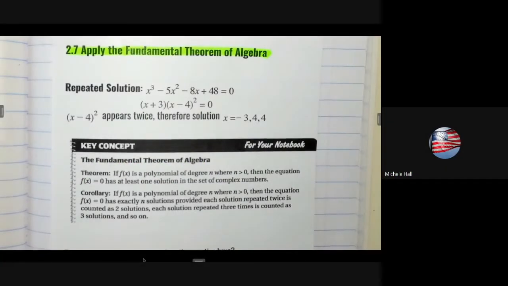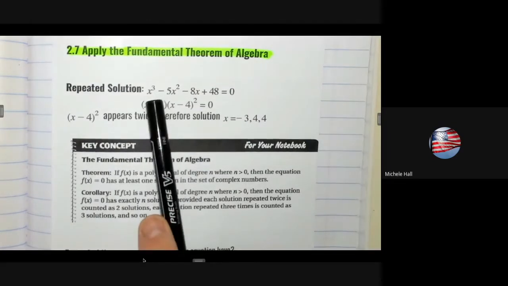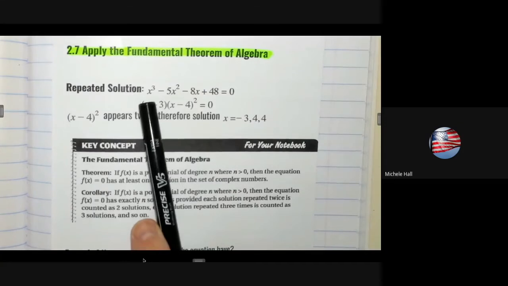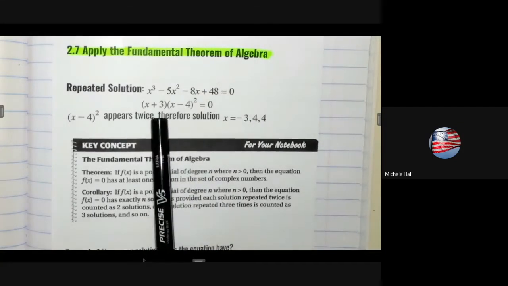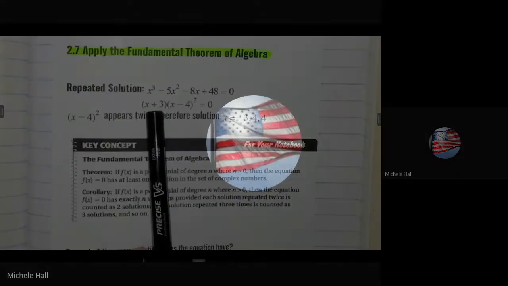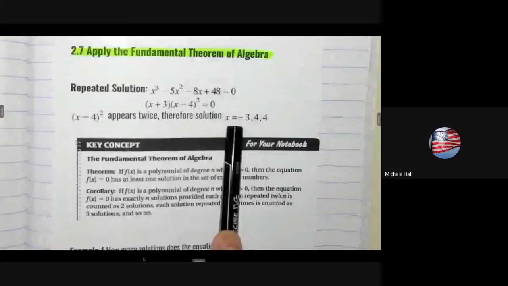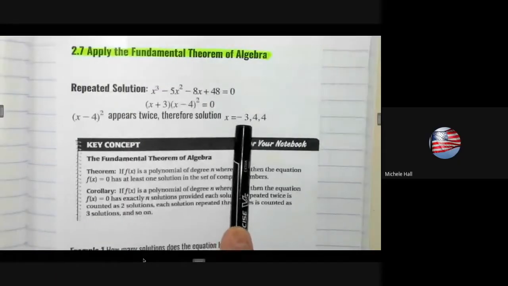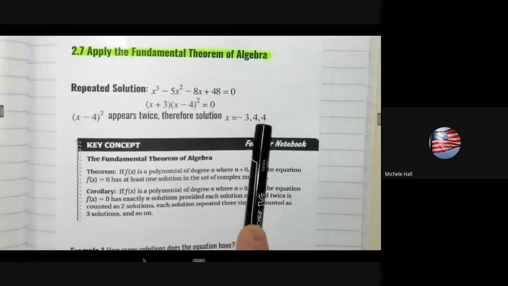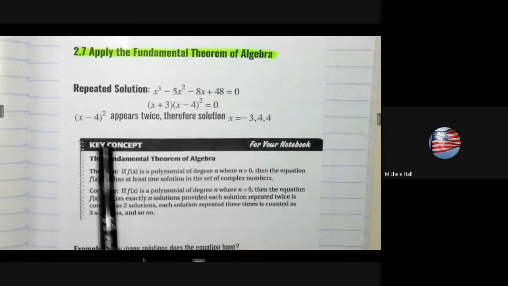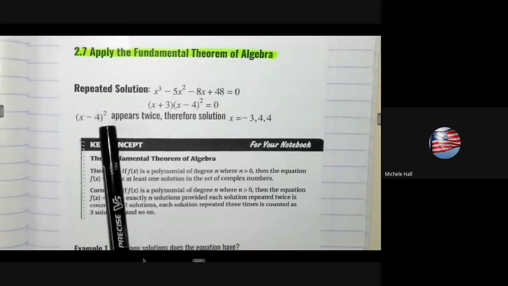2.7, apply the fundamental theorem of algebra. Repeated solution. We have a degree 3, and when all is said and done, we have the factors. X would be x equals -3, 4, and 4. We're going to be seeing how these even multiplicities are going to be affected on the graph.